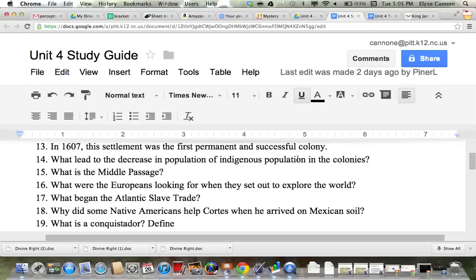What began the Atlantic slave trade? A large population of the Native Americans are going to die. Africans have immunities that are built up against the diseases that Europeans carry, and so they need new people. So they're going to take these slaves from Africa.